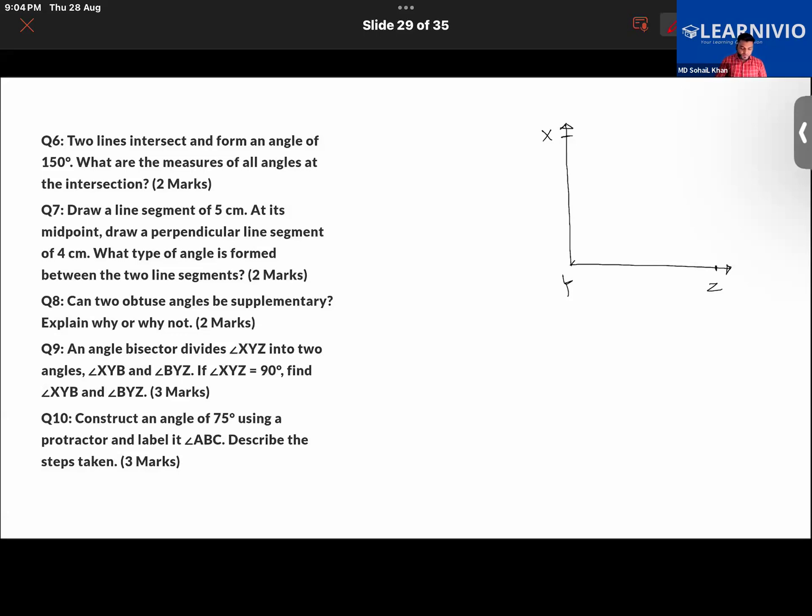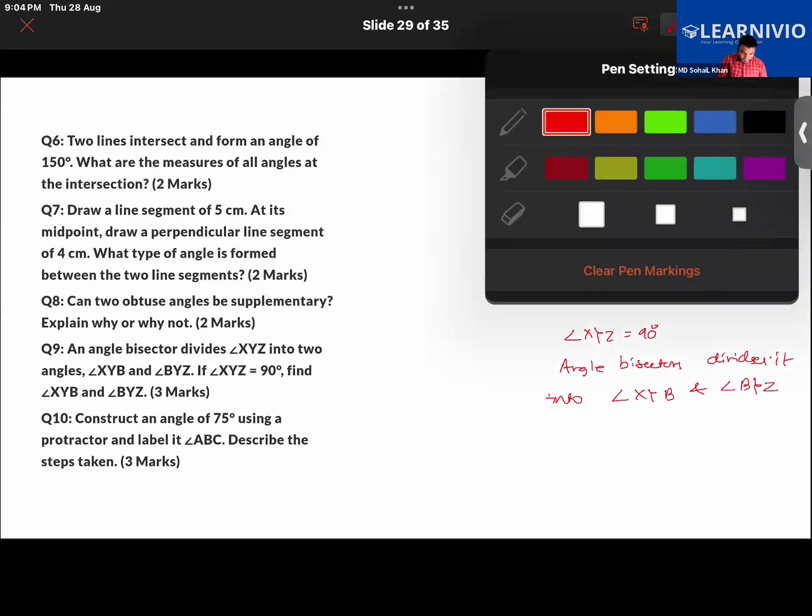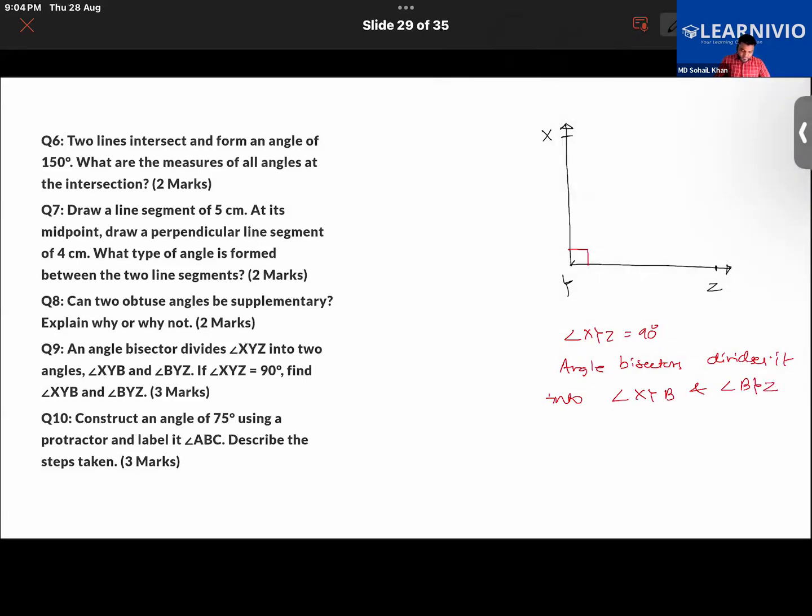Very good. Since this angle XYZ measures 90 degrees, the angle bisector divides it into angle XYB and angle BYZ.